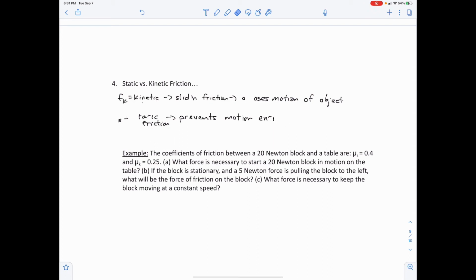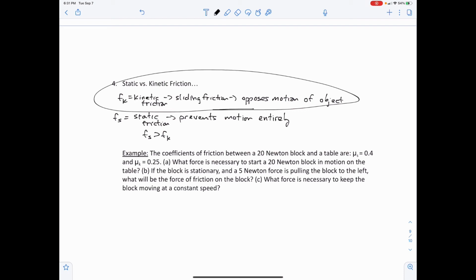That's static friction. Static friction prevents motion, prevents sliding. Kinetic friction, the word kinetic means movement. So kinetic friction is sliding friction. It's the friction that happens when one object slides or skids across another object or a surface.